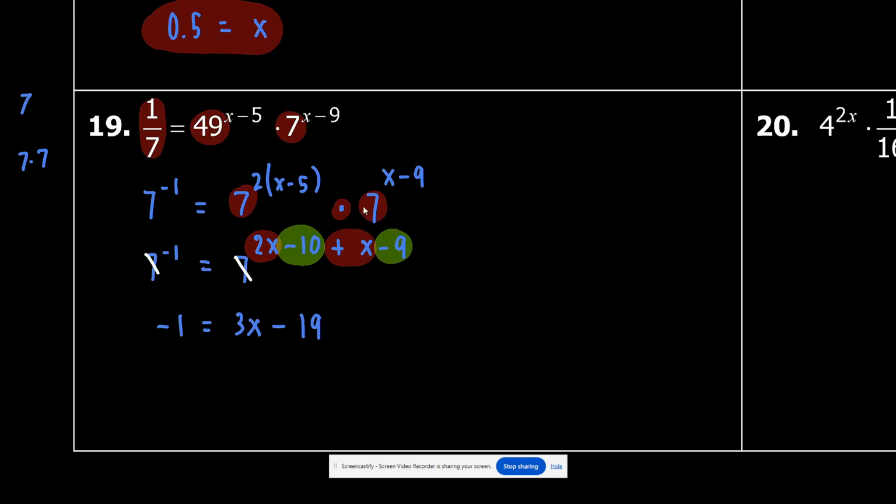So after doing all this work and getting our bases the same, I could combine them by adding my exponents, then dropping those bases off and setting what was remaining equal to each other. I can now solve this by adding 19. Well, negative 1 plus 19, or 19 minus 1, is 18, and that equals 3x. Then I divide by 3, so x equals 6. After all that work, I find that the value of x is 6.